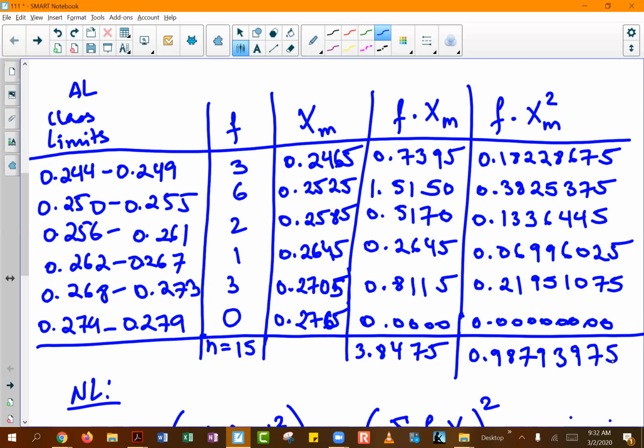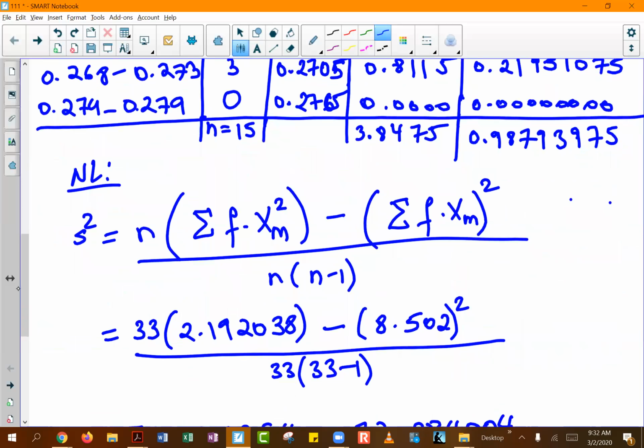Especially for the last two, because I can do the frequency. 3.8475 for F times XM. Yeah, okay, wonderful. And then the F times X sub M squared column, 0.98793975. Yeah, all right, wonderful. Okay, once you get those totals, then we're ready to use these calculations.